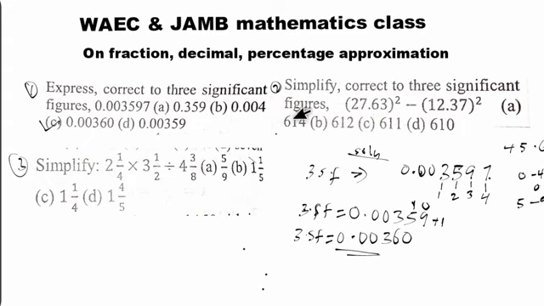So the second question is to simplify. It is the same kind of question, but a little different here. I will be using a calculator here. Simplify, correct to three significant figures, open bracket 27.63 close bracket squared, minus open bracket 12.37 close bracket squared. You can use different methods to solve this question.